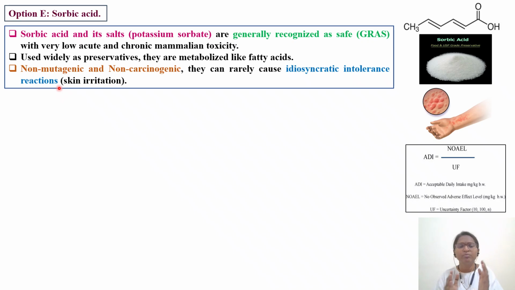Is there any mutagenic or carcinogenic risk? No, sorbic acid is non-mutagenic and it's not causing any cancer. Only in a few cases they have found idiosyncratic intolerance reactions. So pause once again here. Something I keep repeating in my videos: read about idiosyncratic, idiopathic, iatrogenic. There are three to four terminologies starting with I. Go and read, or you will keep getting confused with this terminology. Okay, coming back to sorbic acid.